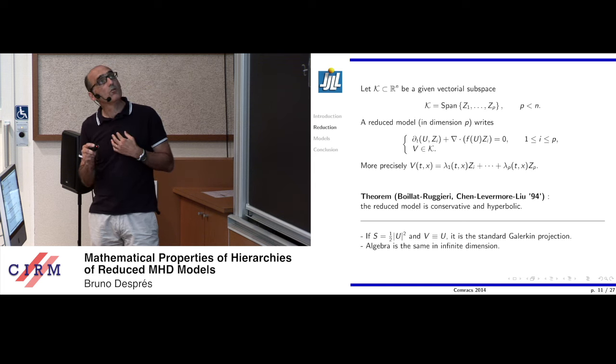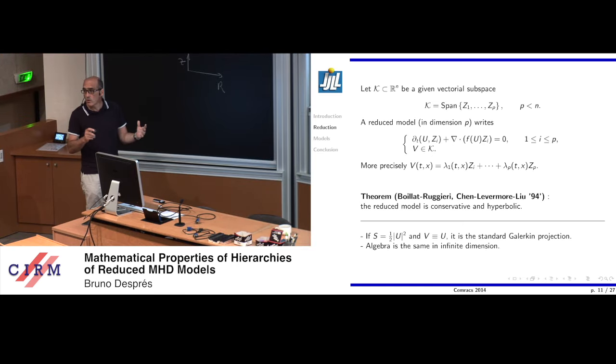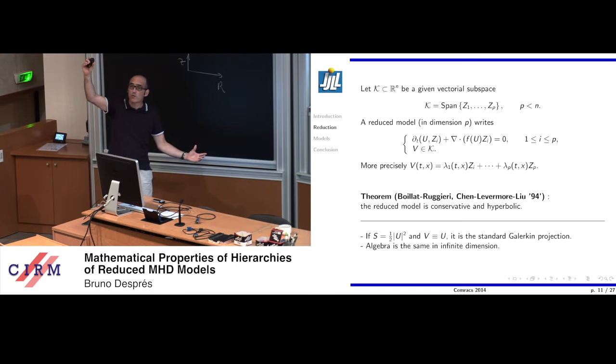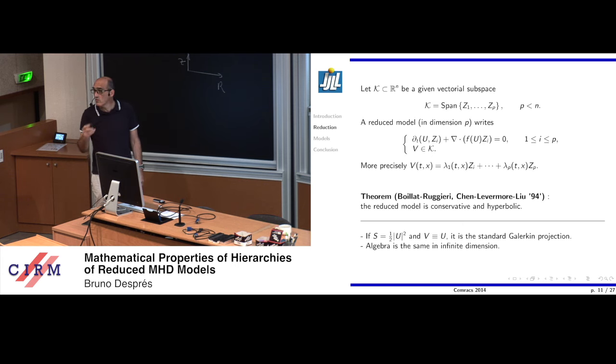And is the fact that you can reduce the equation. When you have a system of size n, you can reduce the equation by having a system of size p less than n. But there is a good way to do that, and this is the important information. The good way to do that, you say, okay, U is in Rn, a vector of size n.